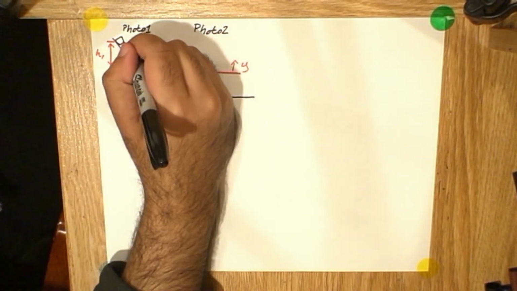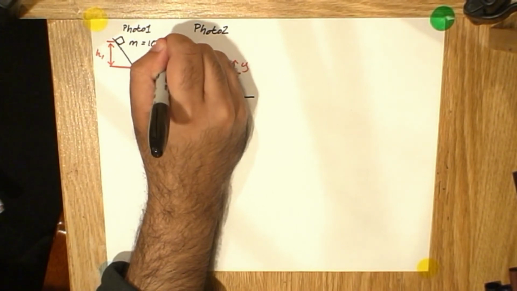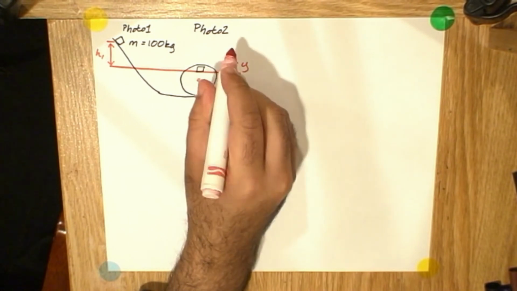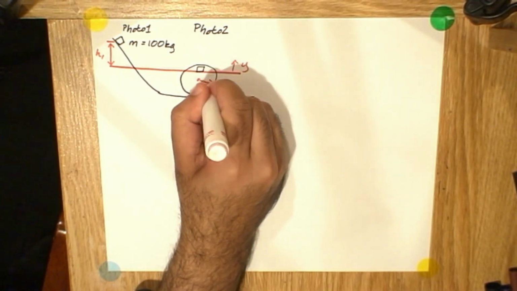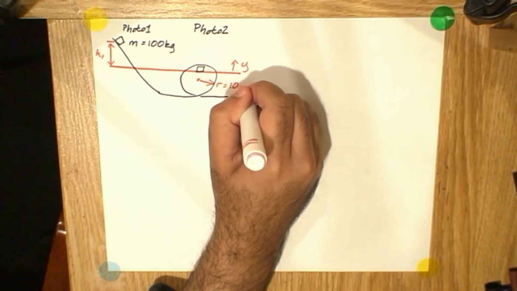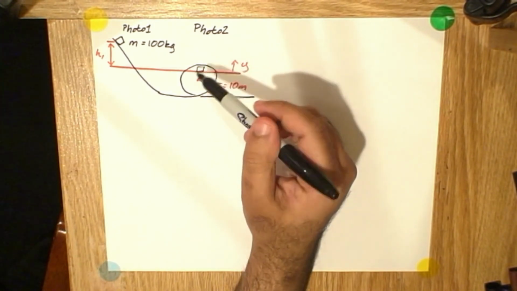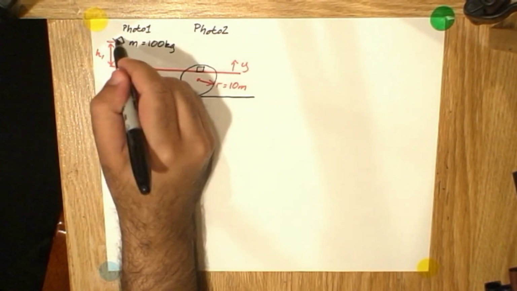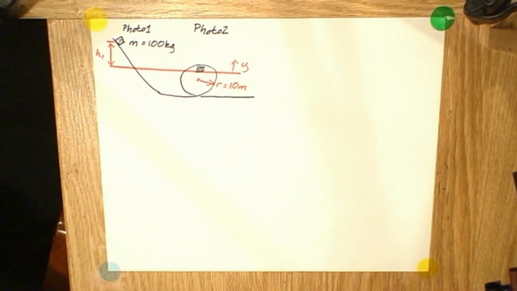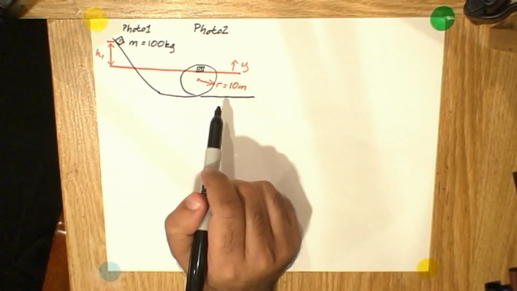We were told that the mass of the carriage was 100 kilograms. We were also told that the radius of this loop-de-loop was 10 meters. But we were not told what the velocity of the carriage was at the top of the loop-de-loop. So we need to figure that out before we can figure out what the kinetic energy is at this point.